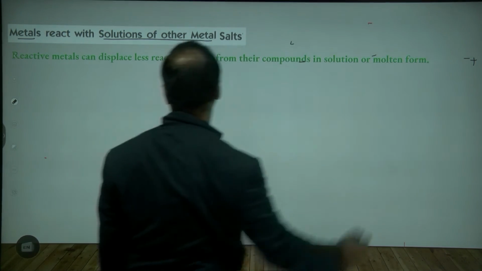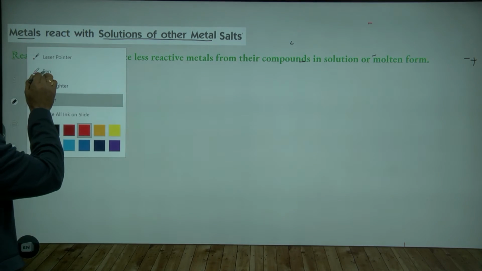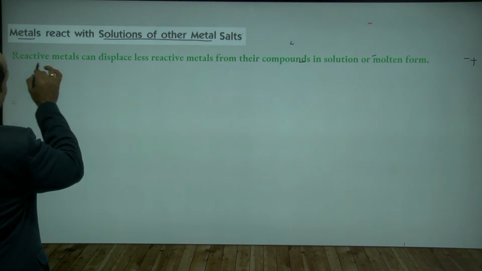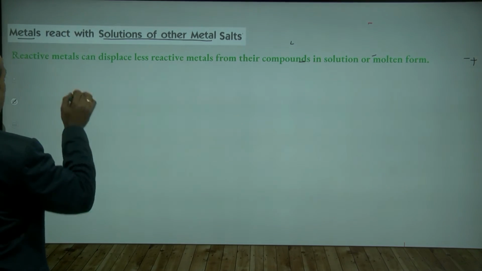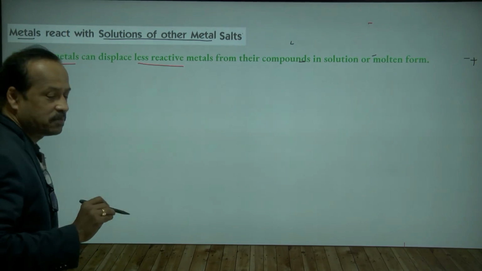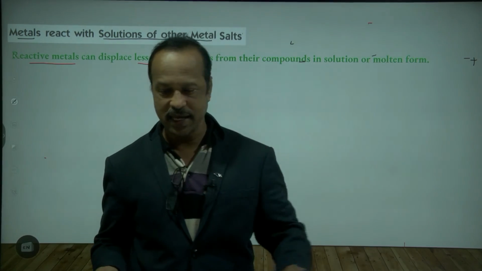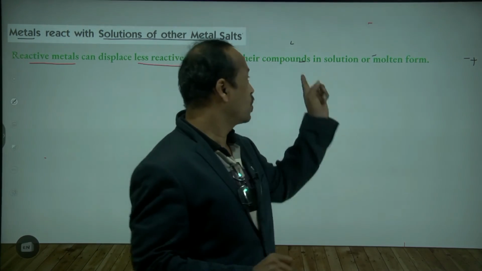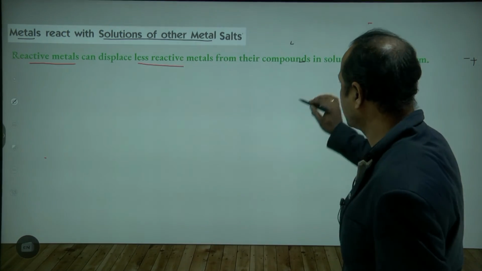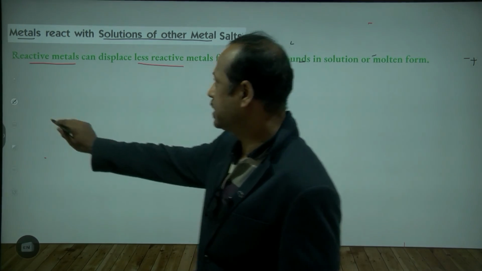Read this sentence now. Reactive metals can displace less reactive metals from other compounds in solution or molten form. So the meaning is what? More reactive metals can displace the less reactive metals because they are more reactive. They displace the less reactive metal and occupy its place from their solutions. So this type of reactions are called displacement reactions. What are these reactions called? Displacement reaction. Is this clear to you?